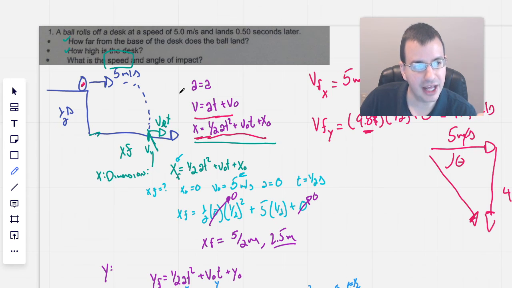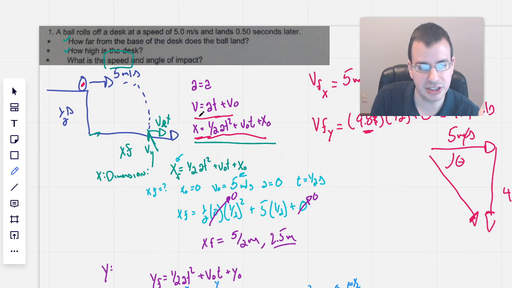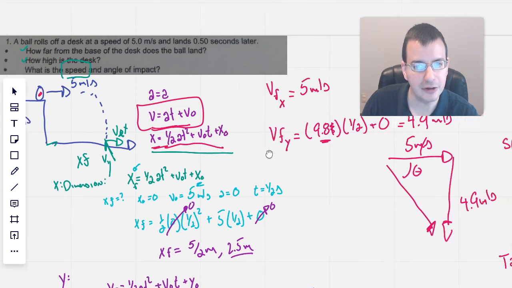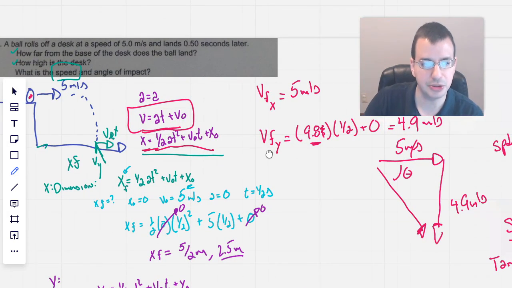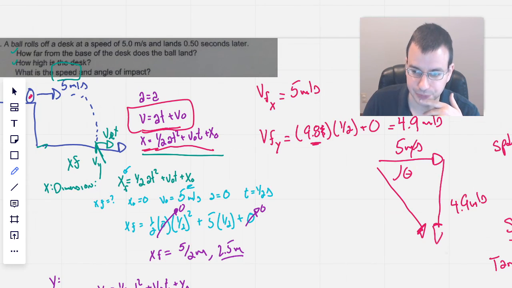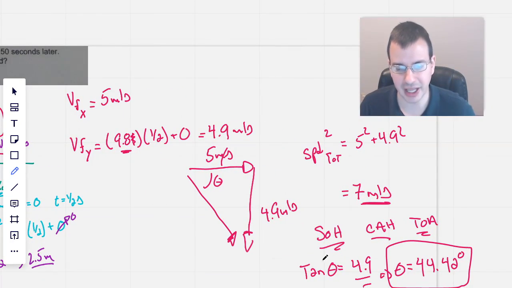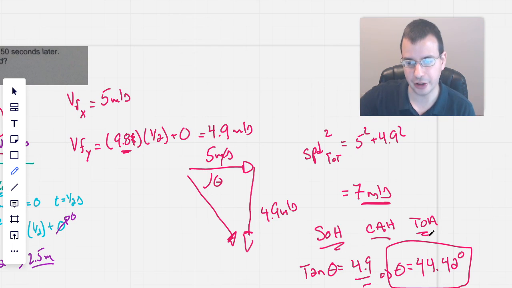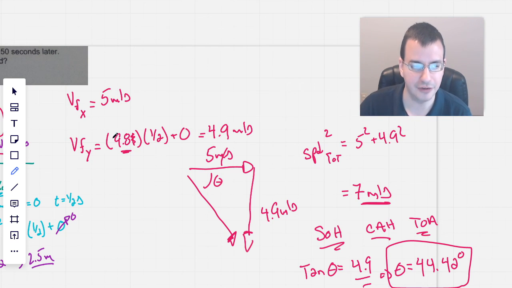And then we wanted to find out the speed, so we used our second kinematic equation. We knew the horizontal speed, 5 meters per second, was constant the whole time, no acceleration. Then we had an acceleration in the y direction, so this equation was slightly more complicated, but not that bad, and we found out that it was 4.9 meters per second. We then used vectors and SOHCAHTOA to find the magnitude and direction of the final speed.